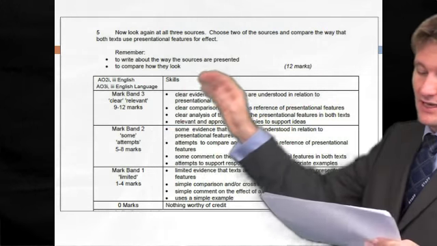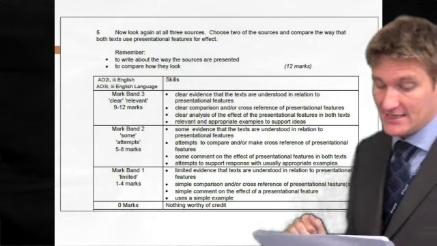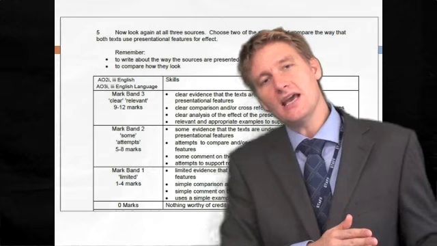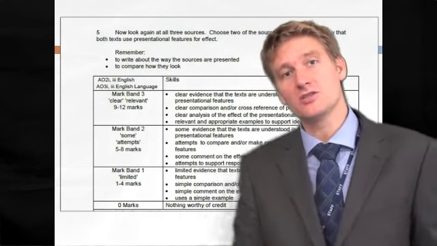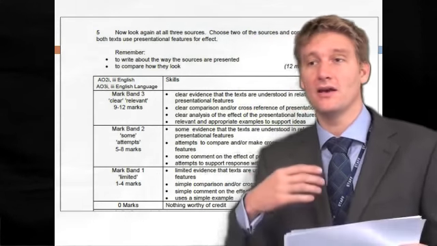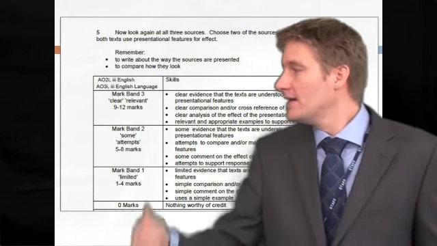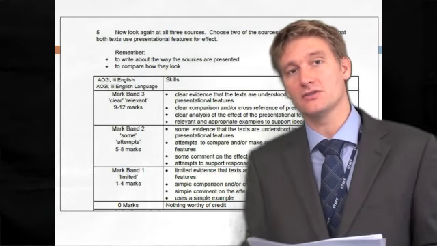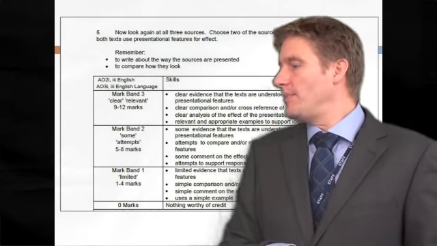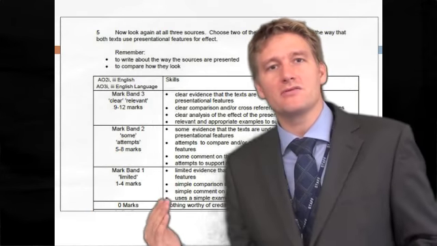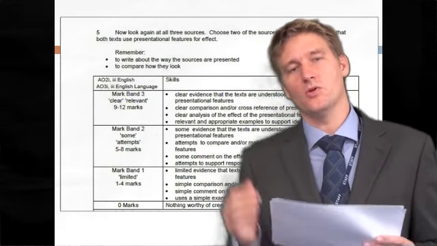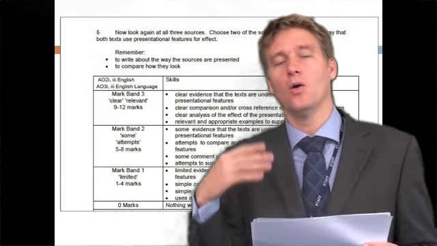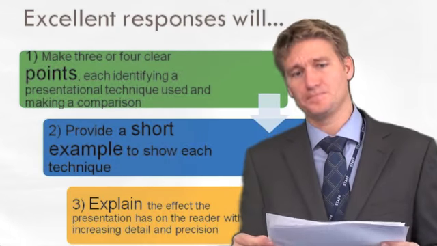And then finally, in band 3, clear analysis of the effect of the presentational features in both texts. So you see how in the one about language you had to write about the effect of the language and explain how it affected the reader. It's exactly the same with this. What's the effect on the reader of these presentational devices? If it's used, I don't know, a bright red colour throughout, why have they chosen that colour? What's the significance of that? Okay, if the logo is a particular design, why have they chosen that design?